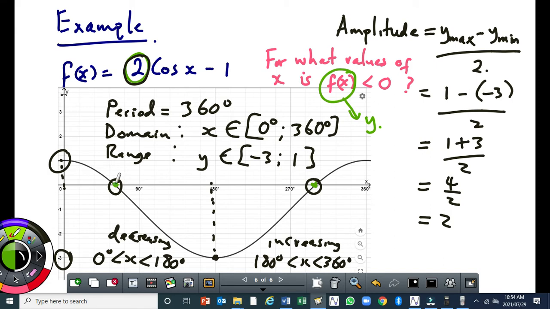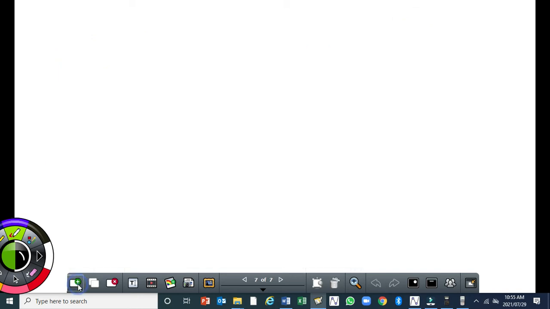What is the value of y here? 0, 7, 6. We are along the x-axis, so y is what? 0. And what is the value of y here? 0. So all you have to do is equate this f of x to what? 0. So let's do a working out.